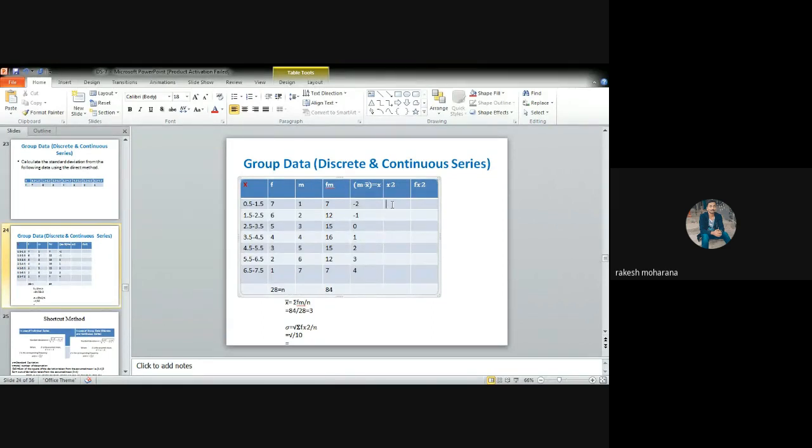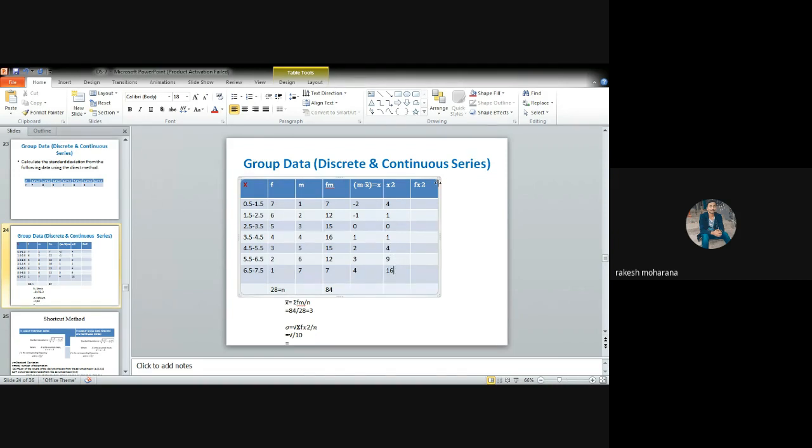Then we proceed for calculation of x square. Square of minus 2, that is 4. Square of minus 1, that is 1. Next one is 0. This one is 1. This is 4. This is 9. The last one is 16.